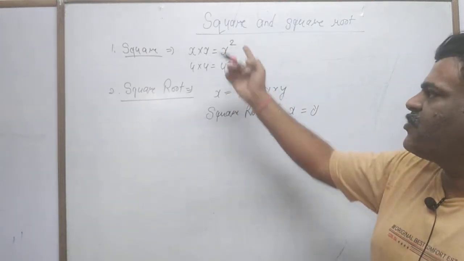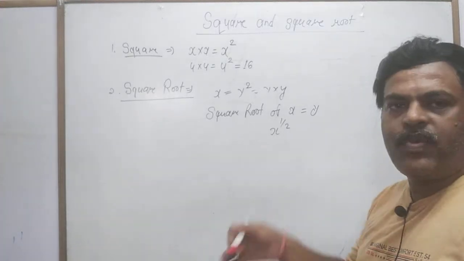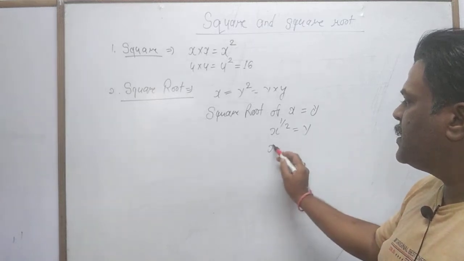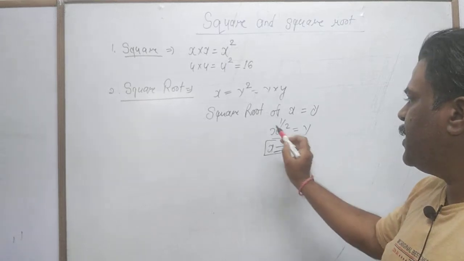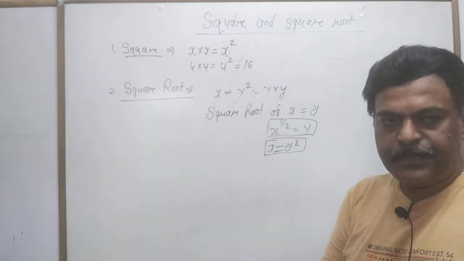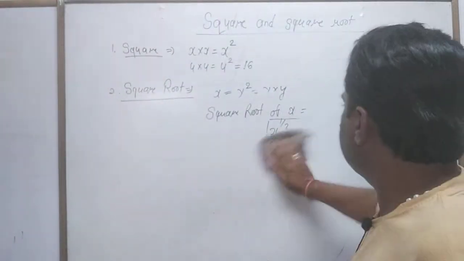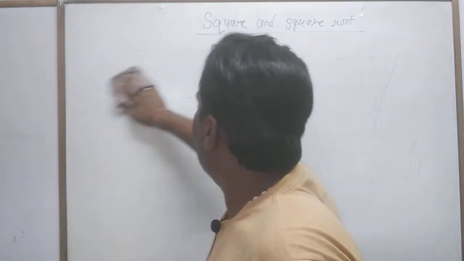In the case of a square, we take power as 2, but in the case of square root, we take power as 1 by 2, which is equal to y. This is the way to show square roots. Now after this, there are some important questions and methods to find the square and square root of a given number.